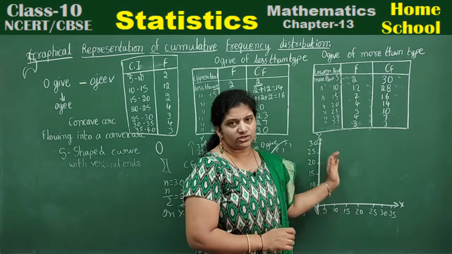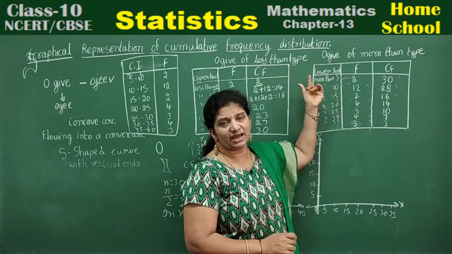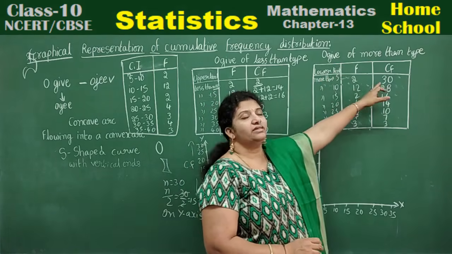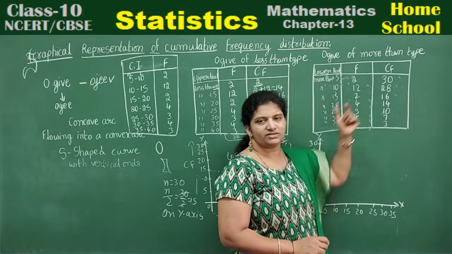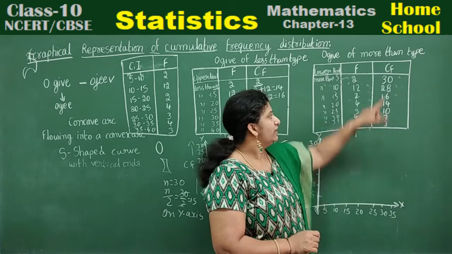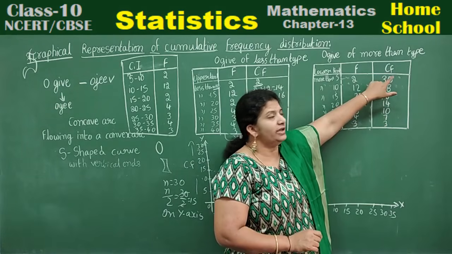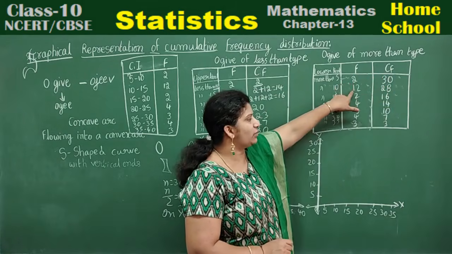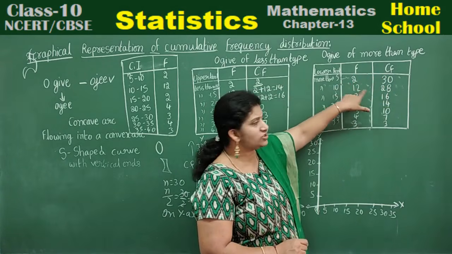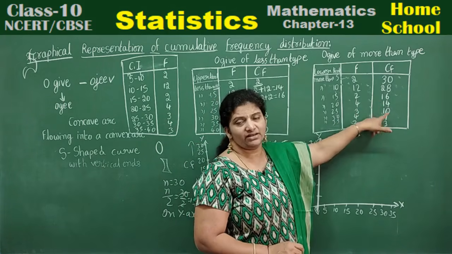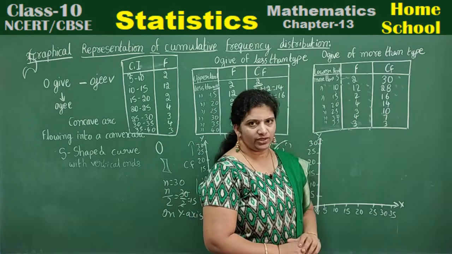In more than type ogive, we have taken the lower limits and written more than. Frequency in the second column. Then in the third column, cumulative frequency. Go on reducing from the total frequency. 30, first you write the total. In 30, you subtract 2, 28. 28 subtract 12, 16. 16 minus 2, 14. 14 minus 4, 10. 10 minus 3, 7. 7 minus 4 will be 3.